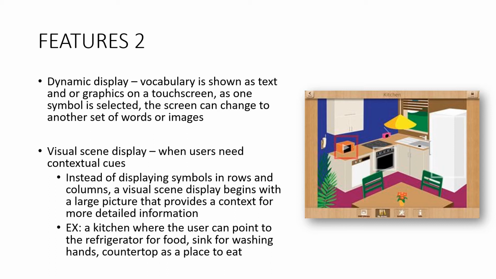So instead of displaying symbols in rows and columns, a visual scene display begins with a large picture that provides a context for more detailed information. Again, some users will need this, some users will be fine with the grid, right? So the example here is a kitchen where the user can point to the refrigerator for food, the sink for washing hands, the countertop as a place to eat.